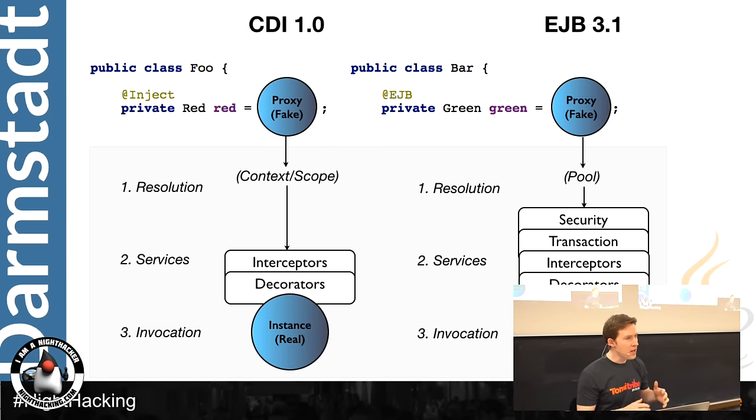And EJB has several qualities of service that it will offer. So effectively, they're like interceptors that are built into the container. And they allow for transaction management to happen or security to be enforced. There's interceptors and decorators, which allow you to do your own types of logic around method invocations. So it's around advice. And CDI has the same thing. So CDI has interceptors. CDI actually added decorators. Decorators also work in EJB.